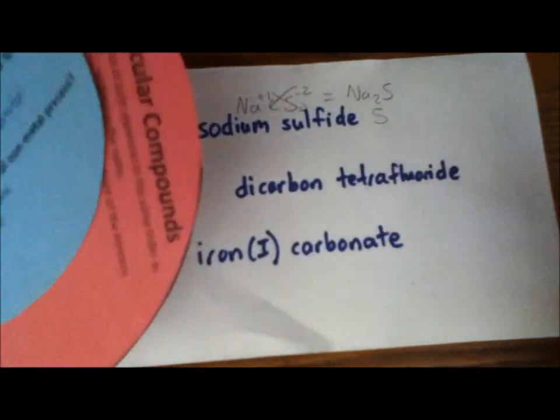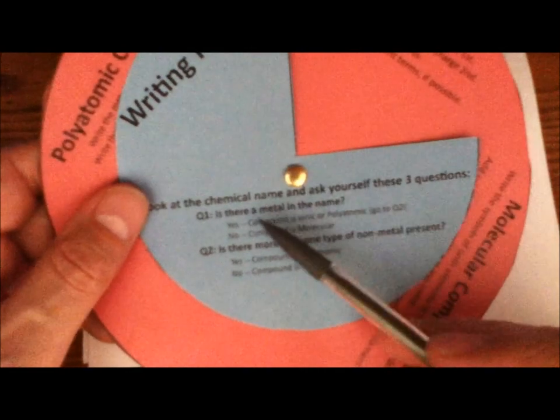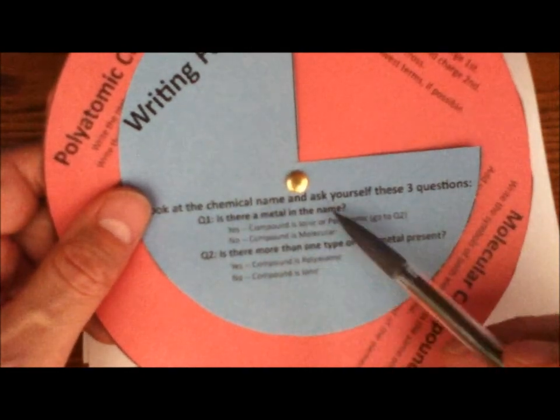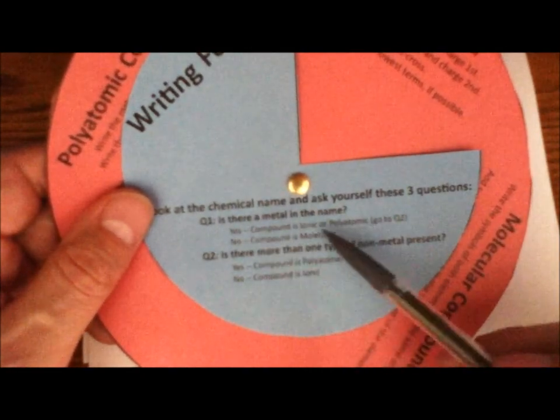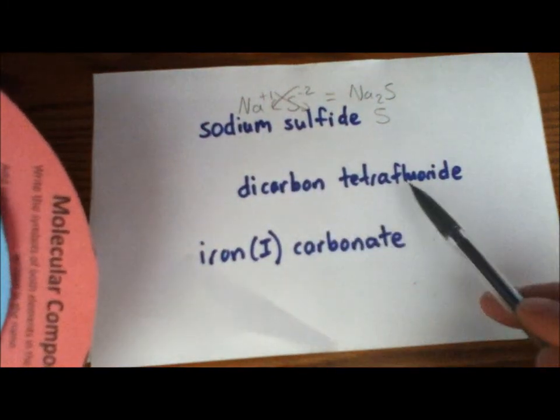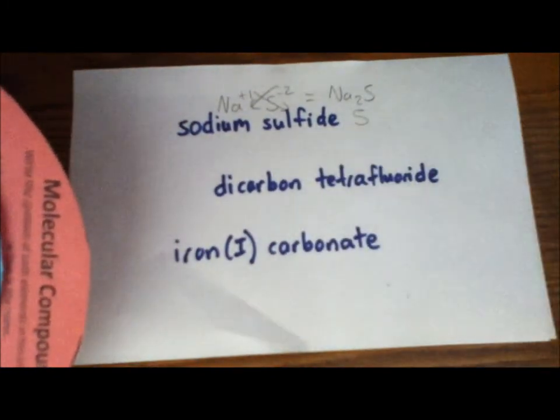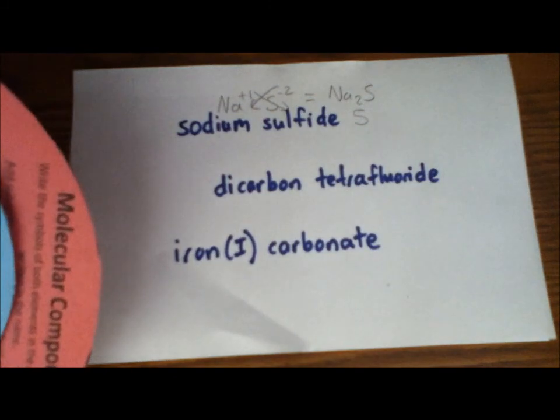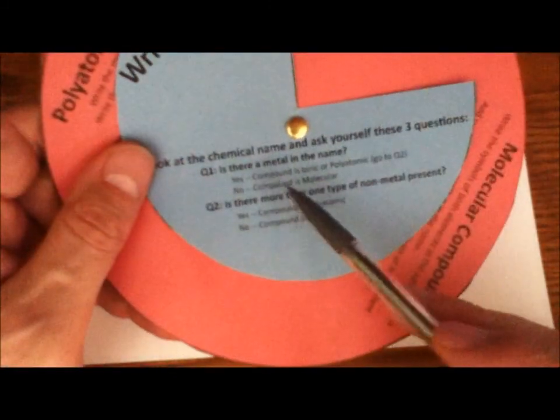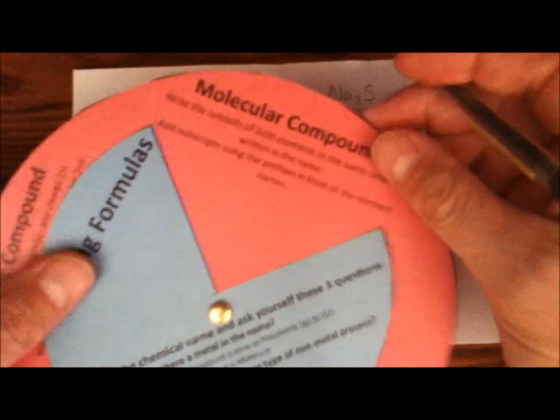Next one, dicarbon tetrafluoride. So go back to this and ask yourself the questions. Is there a metal in the name? The answer is no, because carbon and fluoride are both nonmetals, especially if you check your blue periodic table. So this compound is molecular. Take your wheel, turn it to molecular compounds, and follow those instructions there.